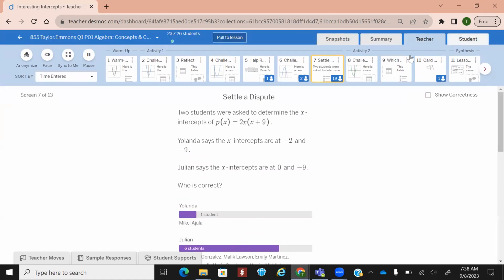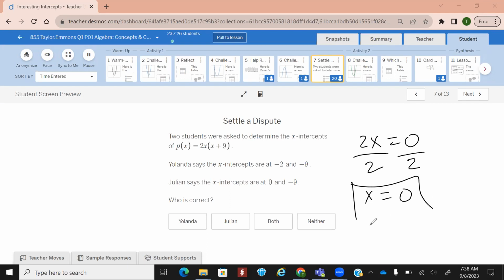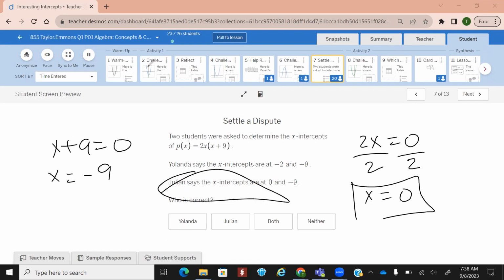So, why is Julian correct? Well, if we take 2x and we set it equal to 0, what will we get? We would divide by 2 and that would give us 0, right? If we took x plus 9, set it equal to 0, we would get x equals -9. So Julian is correct. Wait, that's all we have to do? Yep. We just take the 2x outside of there, and we just say it's 0.